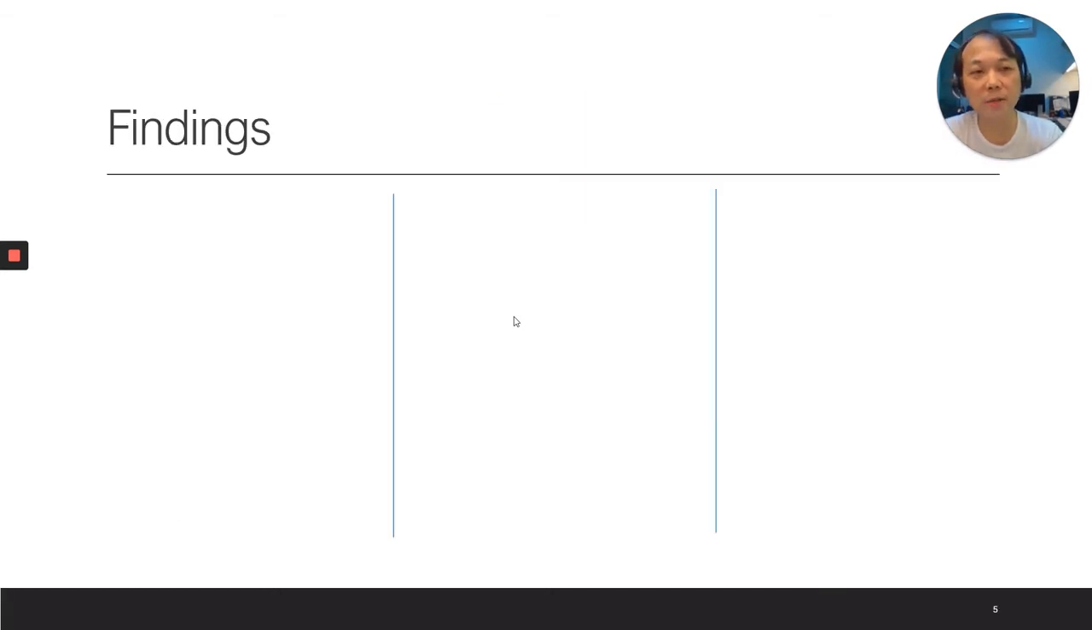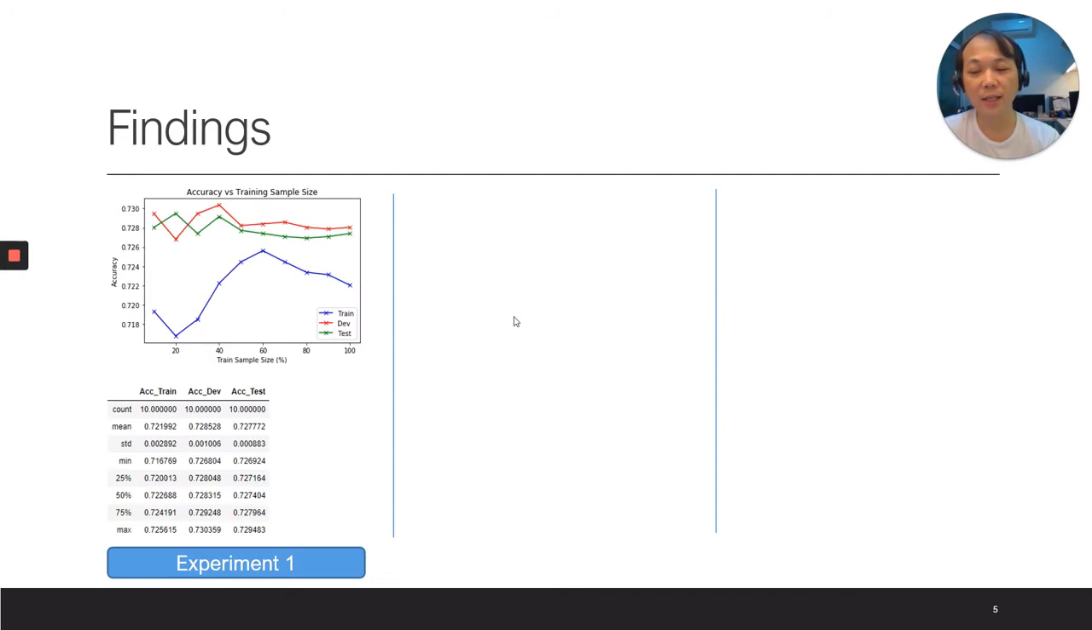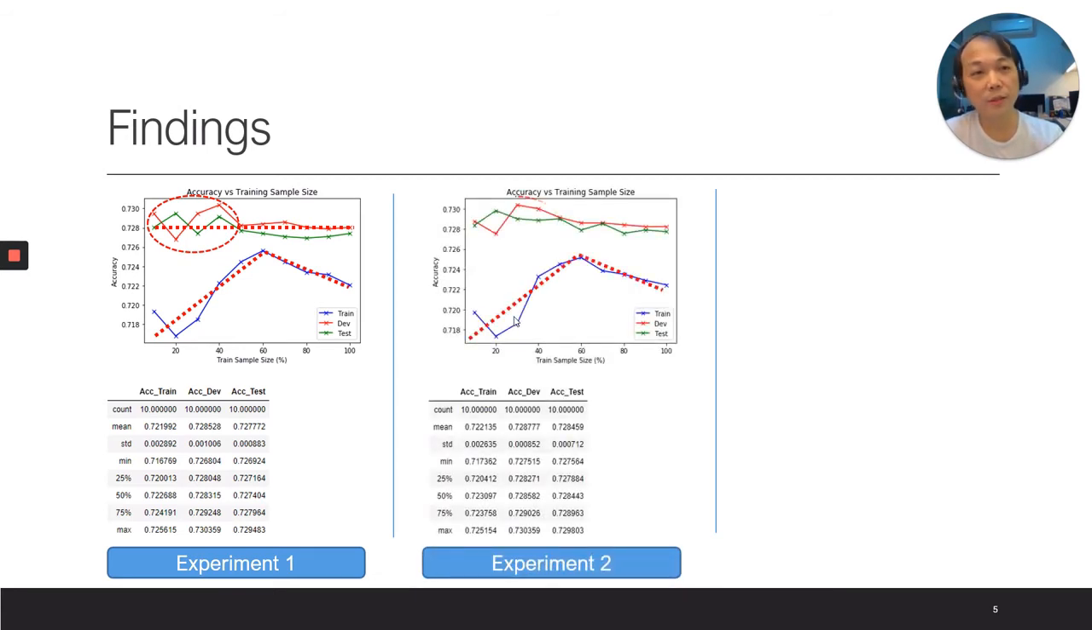Based on the experiment results, here are our findings. Starting with experiment 1 best performing model, we find that as the training sample size increases, so does the training accuracy. However, you can see that it starts to decline after 60% of the training sample size. For the test accuracy scores, there is some variation at less than 50%. However, it's generally flat across the range.